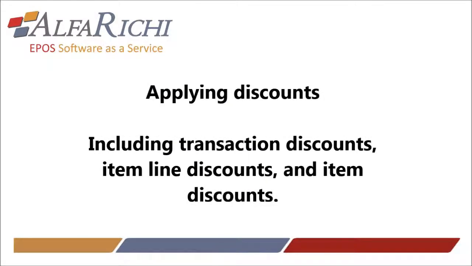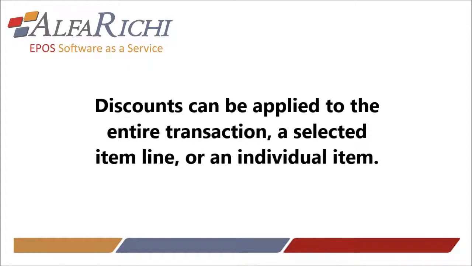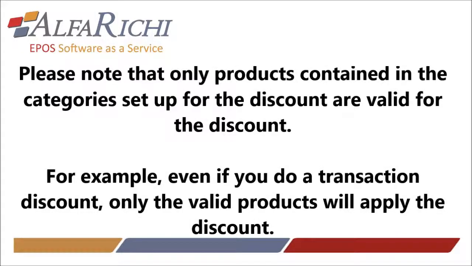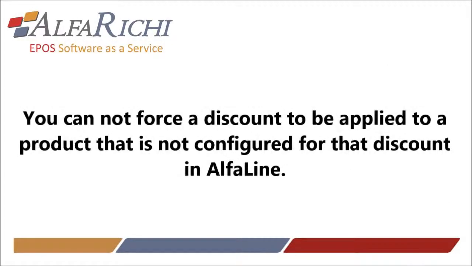Applying discounts, including transaction discounts, item line discounts, and item discounts. Discounts can be applied to the entire transaction, a selected item line, or an individual item. Please note that only products contained in the categories set up for the discount are valid for the discount. For example, even if you do a transaction discount, only the valid products will apply the discount. You cannot force a discount to be applied to a product that is not configured for that discount in AlfaPoint.